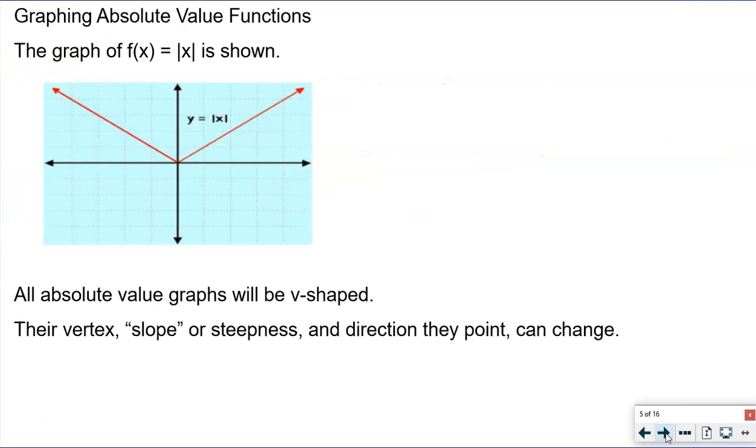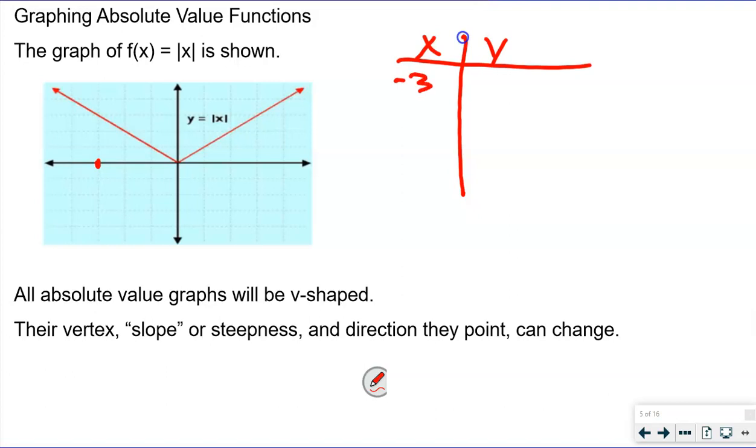So when we're graphing an absolute value function, the graph of f of x equals the absolute value of x is shown. If we were to create a table of x and y values, when we put this value right here, -3, in here, when we take the absolute value of -3, we're going to get 3, right? So that's why this is (-3, 3). Then if we put 3 over here, the absolute value of 3 is also 3. So we get right there.